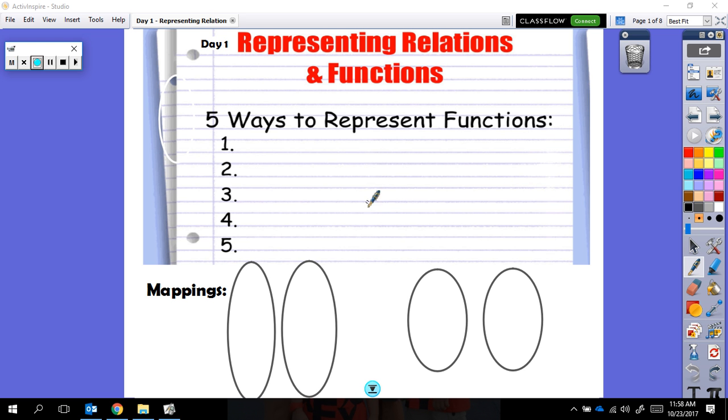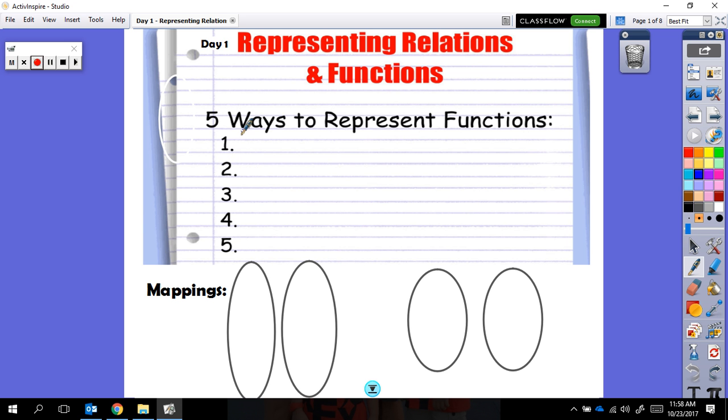Alright guys, so today I'm going to be talking to you about functions and relations, which is actually a very easy topic. We're just going to talk today about figuring out the difference between those and recognizing the difference between those, looking at different ways to represent them.